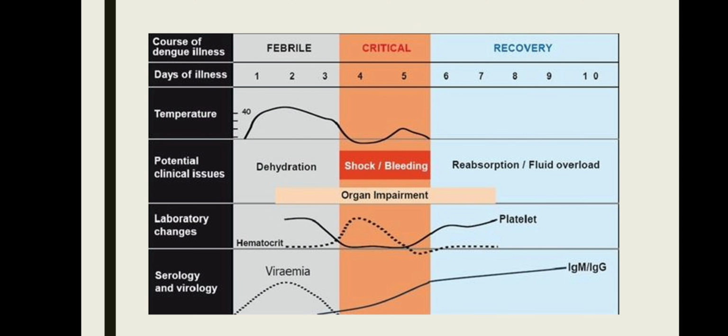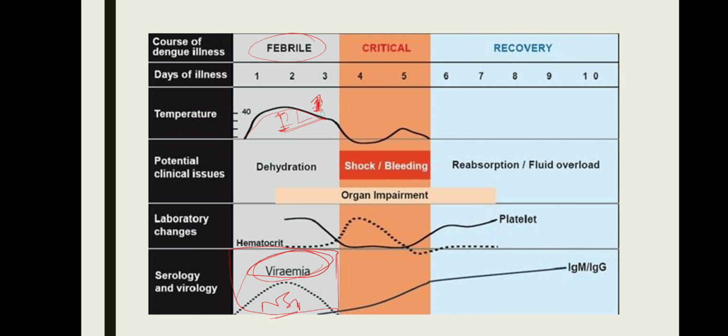Now this picture shows the febrile phase, that means the first 3 to 5 days, when the temperature is high, and the patient has no other symptoms, but there is an increased amount of viremia. So in this phase, if we do the NS1 test, it is highly positive. So for the first 5 days, we have to do the NS1 test.